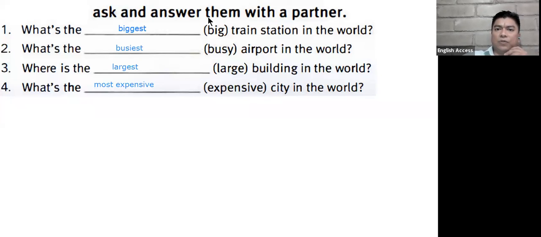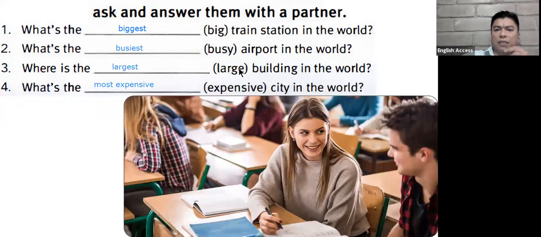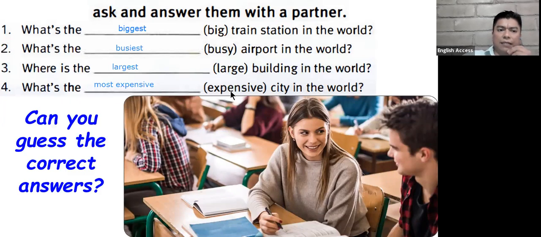Now ask and answer them with a partner. Go ahead, ladies and gentlemen. Ask number one, two, three, and four with a classmate right here, right now. And can you guess the correct answers? So please, let's begin with Sue. The number one will be Sue. Number two, Emmanuel. Number three, Danny. Number four, Natividad. Please ask and the rest answer.